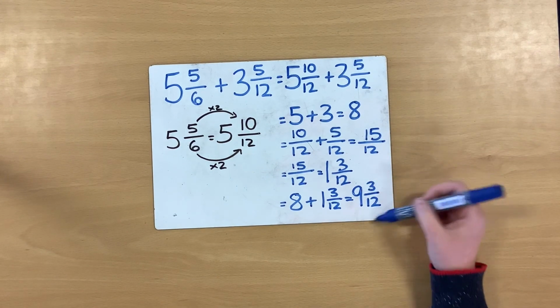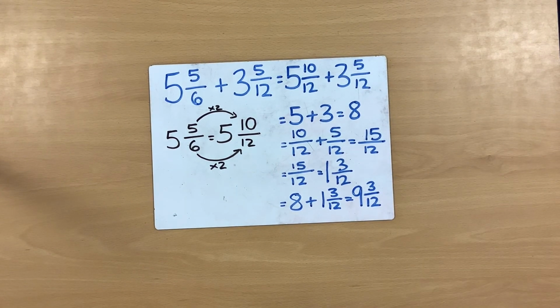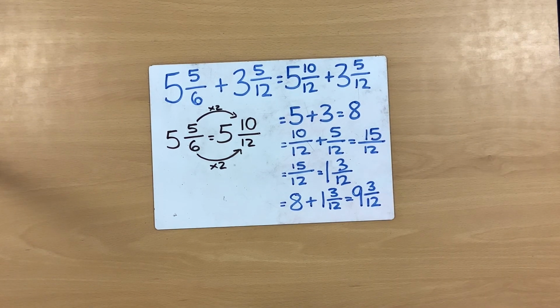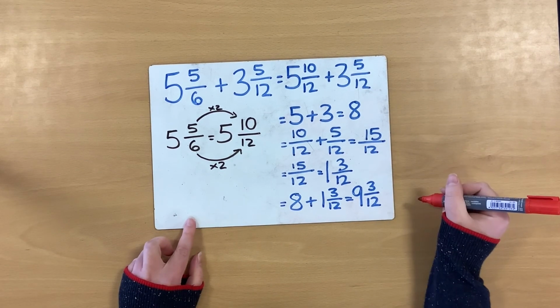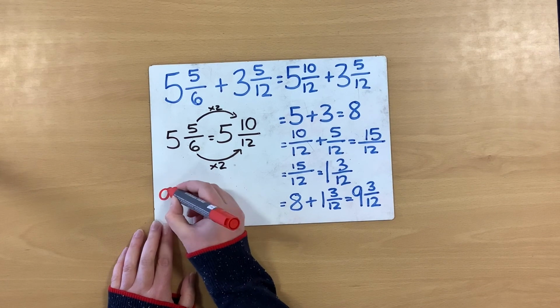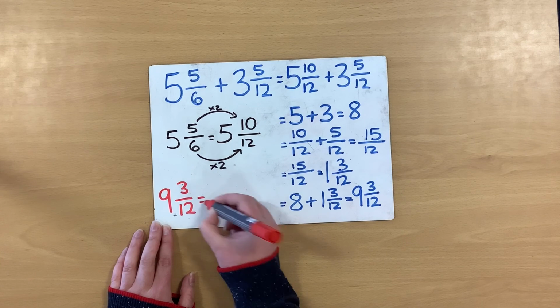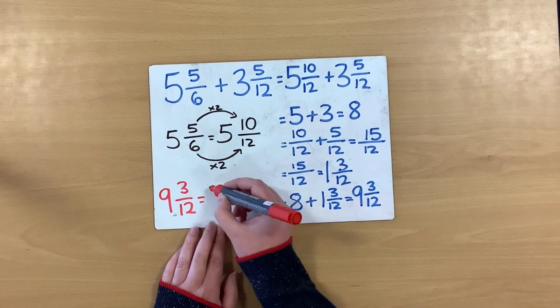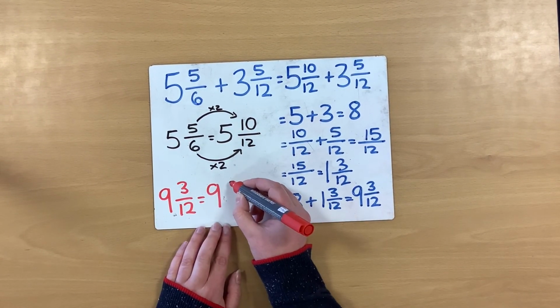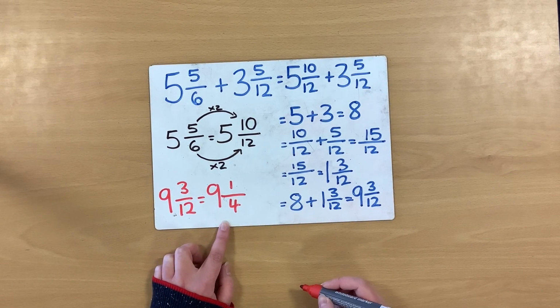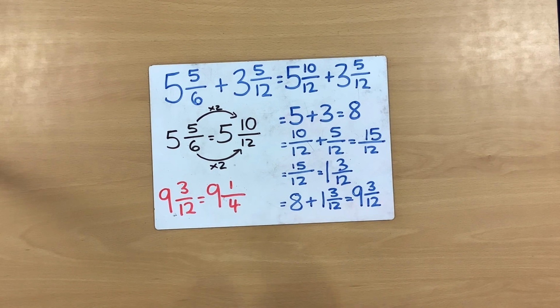Is this in its simplest form? The answer is no, because I can divide both 3 and 12 by the same number. I can divide them by 3. So what I'm now going to do is my 9 wholes, 3 twelfths, I'm going to simplify by dividing by 3. 3 divided by 3 is 1. 12 divided by 3 is 4. So the answer in its simplest form is 9 1/4.